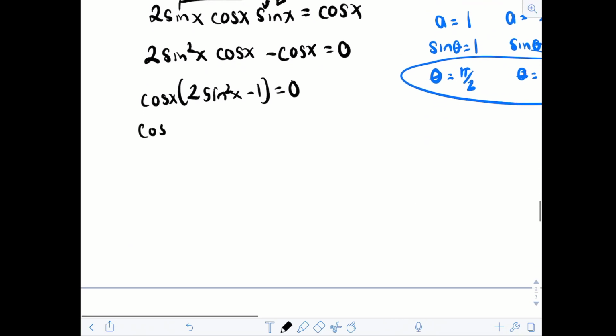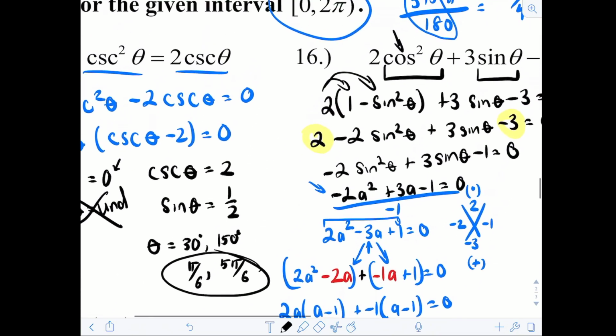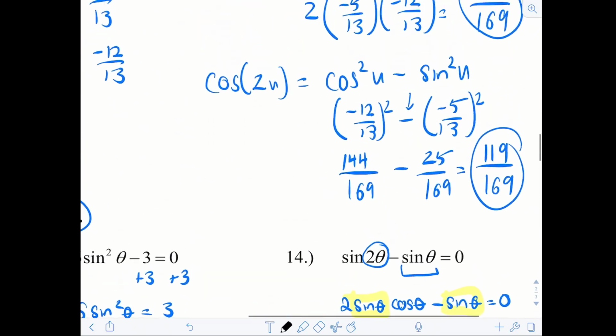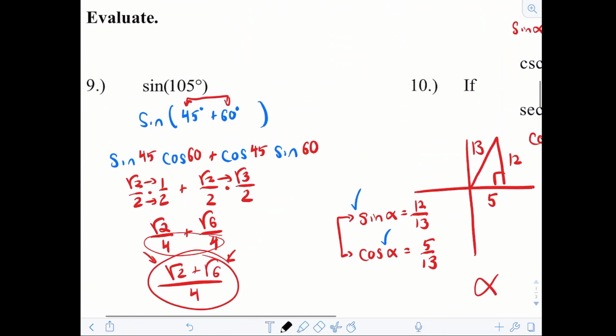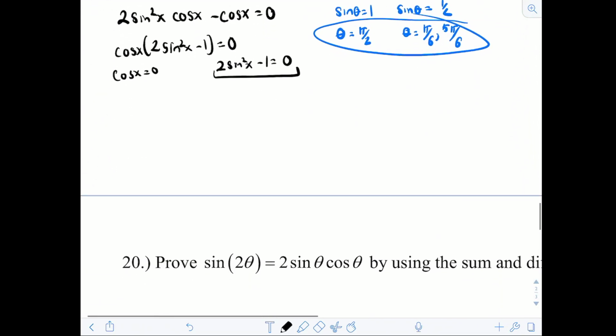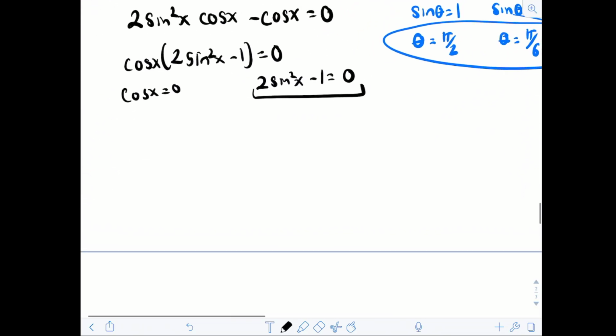I'm now going to say cosine of x is equal to 0, and 2 sine squared x minus 1 is equal to 0. Now we did this earlier, so I'm going to jump back a little bit. If you want to see, I think I did this back in, let's see where I did this. Or maybe I didn't do this one. Maybe I'm just thinking about what I did in class today. Anyway, I'll continue with that.